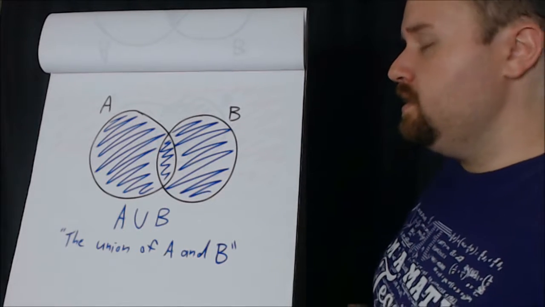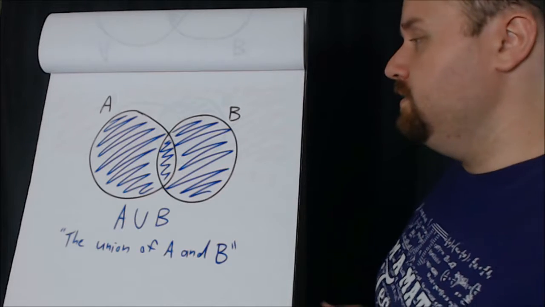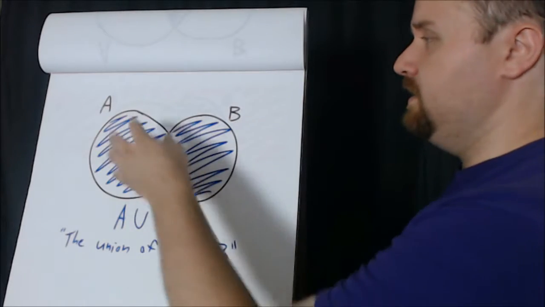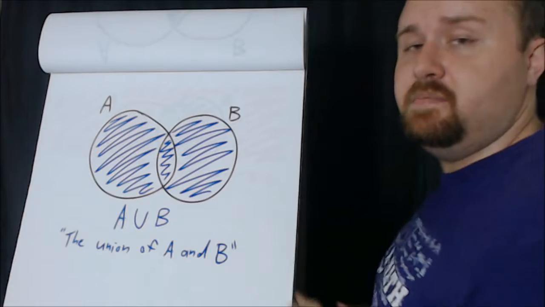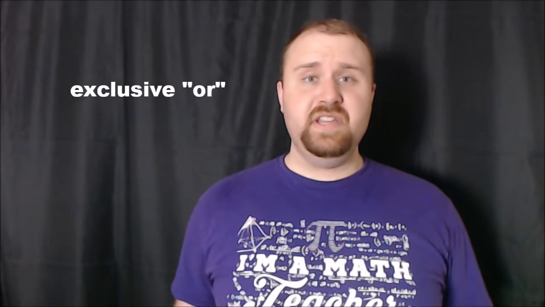So the union of A and B includes all of this region. As long as it's in A or it's in B, it's in the union. Verbally, we describe the union of two sets using or. Now, in English, we use something that's called the exclusive or. Usually, if you hear someone say you can have brownies or you can have candy, they don't mean you can have both. You've got to have one, but not the other.